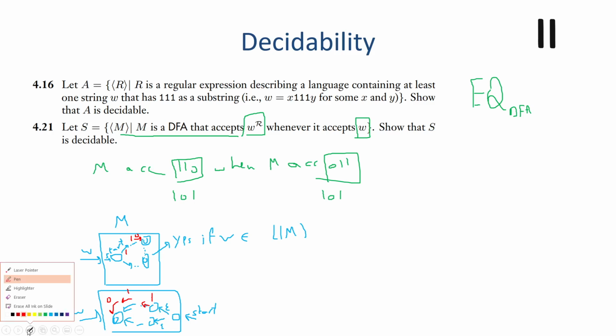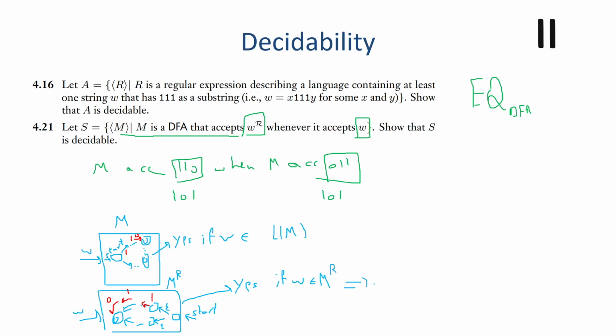So now when do we accept? We're building these in our big machine. Actually, before that, when does the other machine, I'll call it M reverse, accept? It says yes if W belongs to M reverse, which means that the reverse of W belongs to M. This is what I'm trying to say. If you feed W to the reverse of the machine, that's as if you're feeding the reverse of W to the machine.